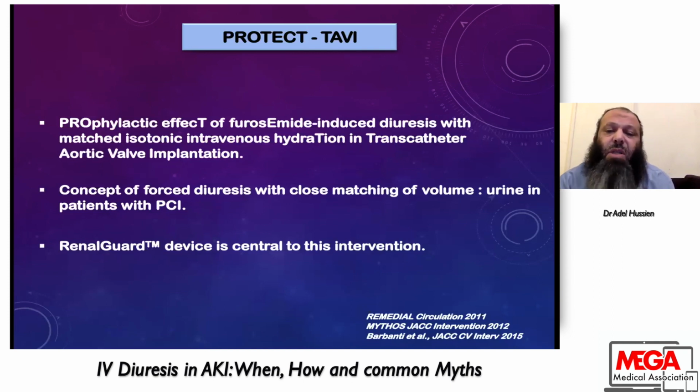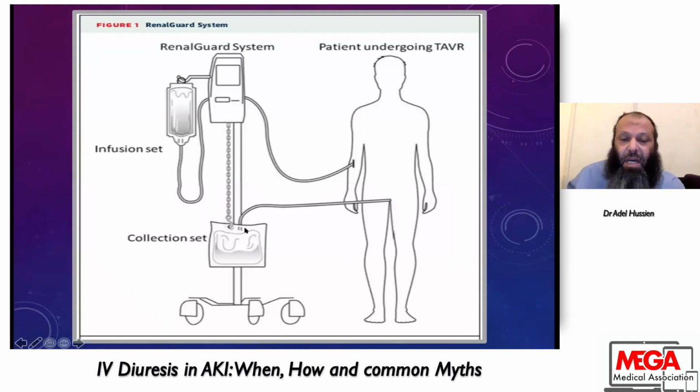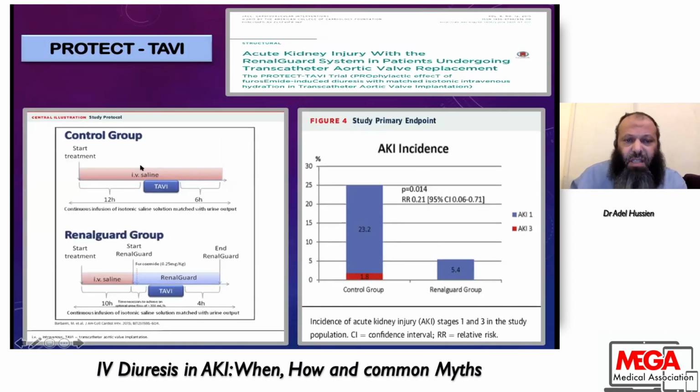The concept of forced diuresis was close matching of one-to-one volume to urine in patients with PCI. The renal guard device was central in this study, or the Protect study. And this is the device. They are measuring the urine output in this collecting bag connected to the Foley catheter. And this is the infusion of isotonic saline, of course, to the peripheral line. And here they are weighing and measuring the urine output objectively and compensating this urine volume one by one.